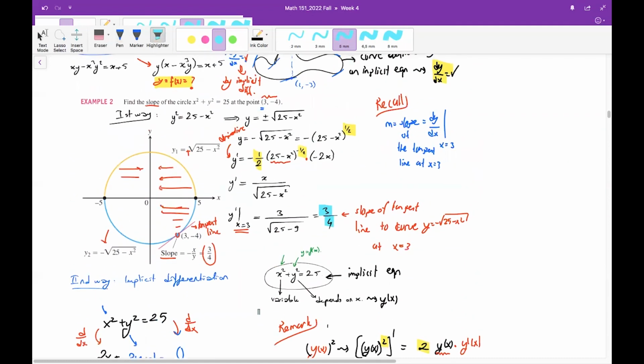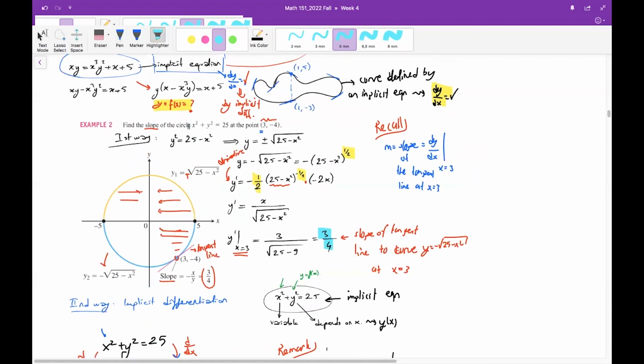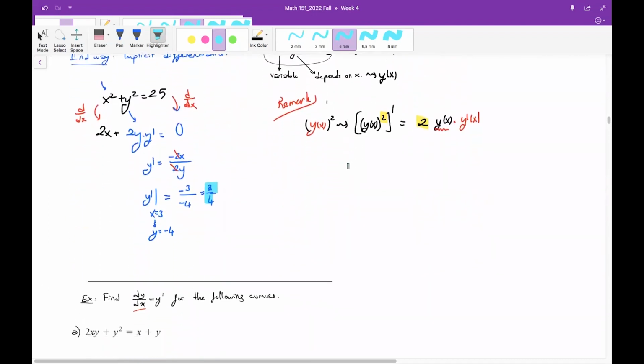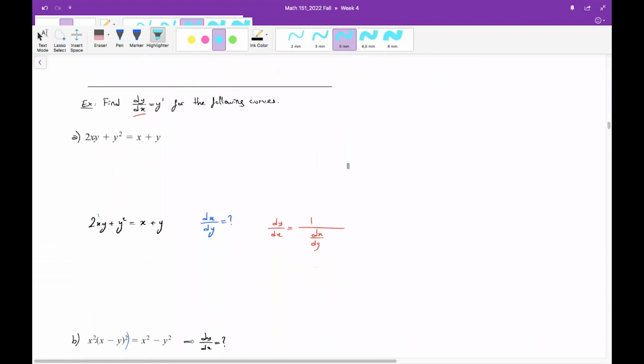So for this example, it is possible to solve this implicit equation for y and to find the explicit formula for y in terms of x. We were lucky, but this may not be the case all the time. For example, let's look at this one. We want to find dy over dx for the following curves. Okay, let's start with the first one.